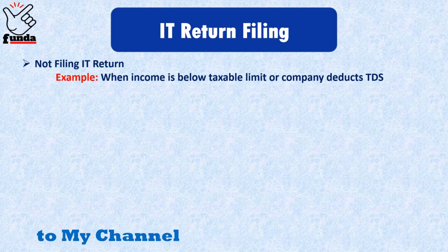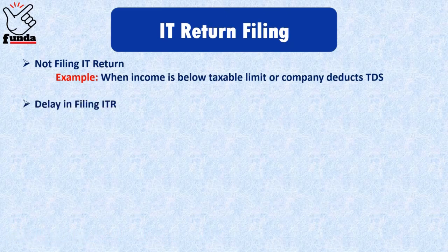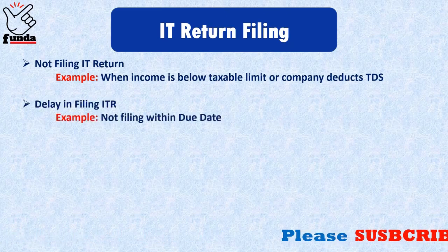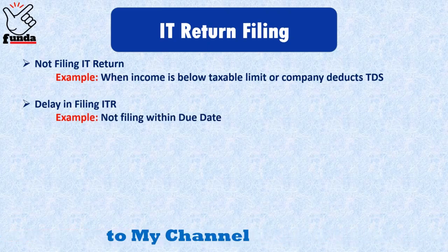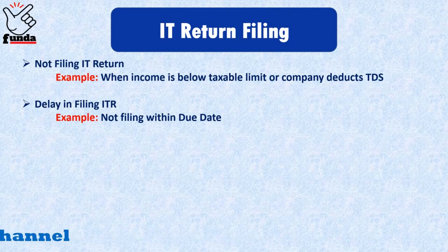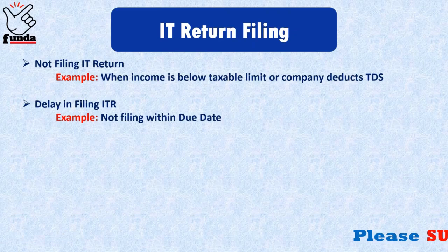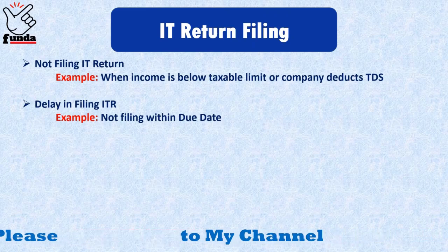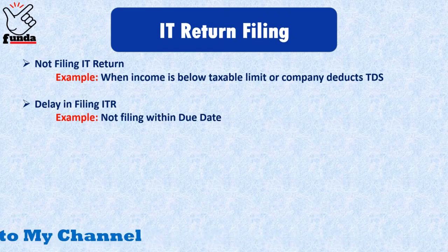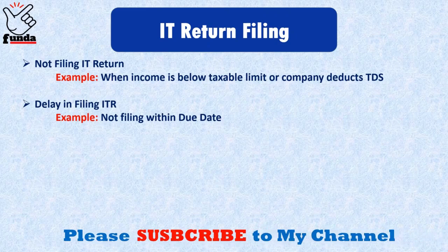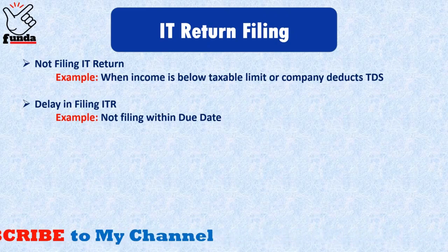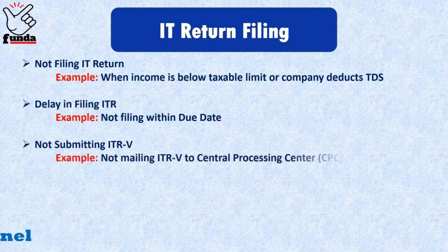The next common mistake that any taxpayer makes is late filing of IT returns, which means you are not filing tax returns within the due dates prescribed under the Income Tax Act. In this regard, please note that if you delay filing of tax returns beyond the due date, then you are liable to pay a penalty in the form of interest under Section 234A, and if the delay is beyond a certain extent, then a penalty is also applicable in the form of fee payable under Section 234F. Another most common mistake which the taxpayer makes is not submitting the ITR 5 to CPC Bangalore.